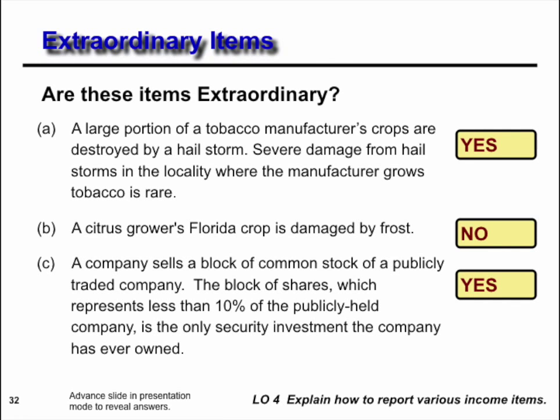B. The citrus grower's Florida crop is damaged by frost. Now we all know that Florida is a state where oranges and citruses are grown. So if the crop is damaged by frost, everybody knows the conditions over there. So that's not an extraordinary thing.